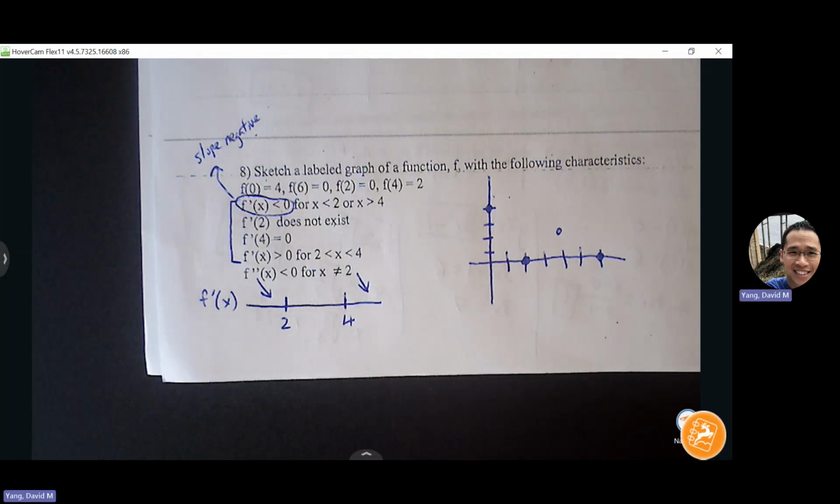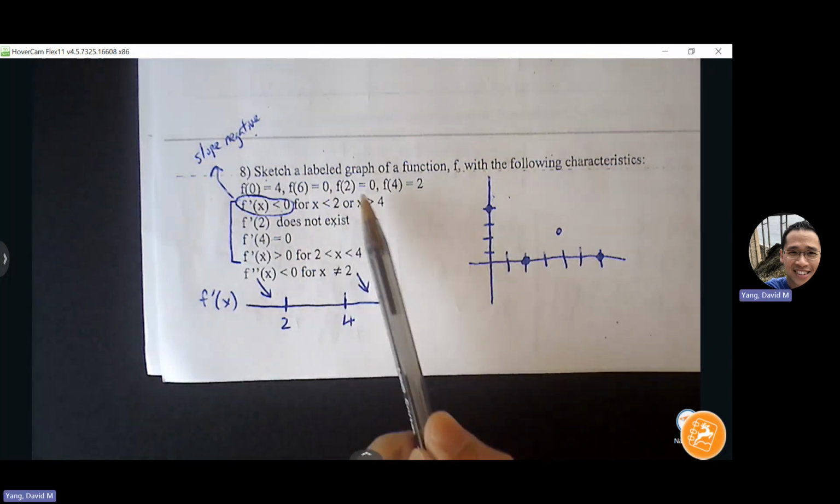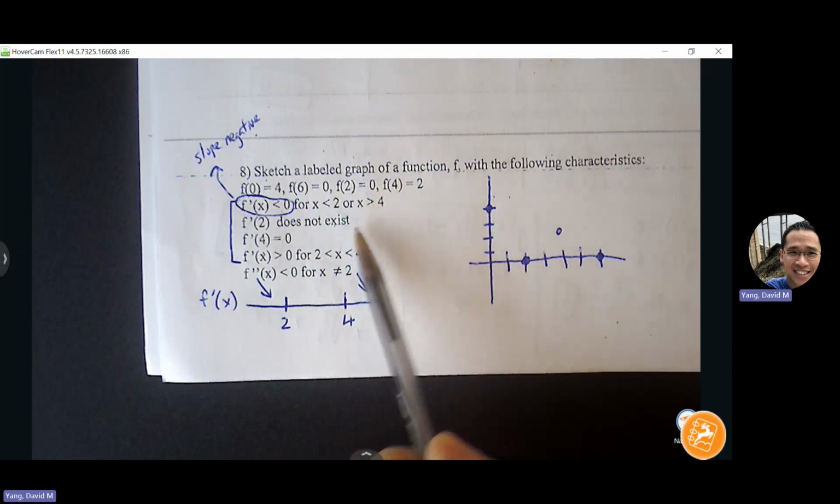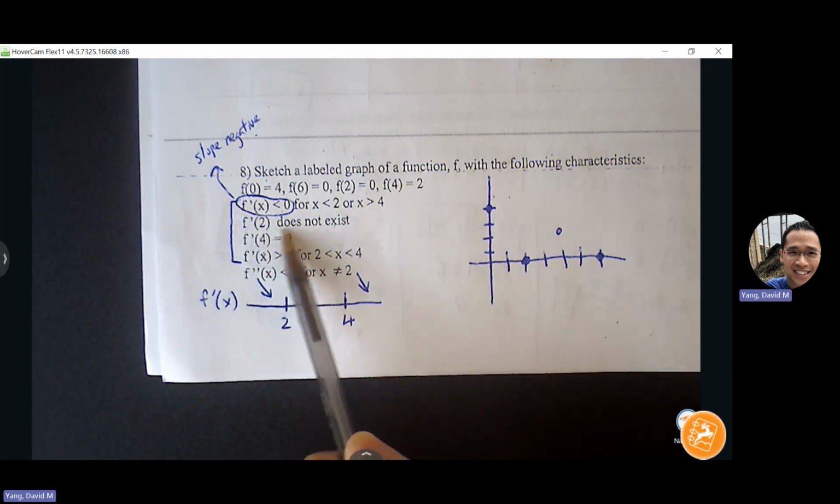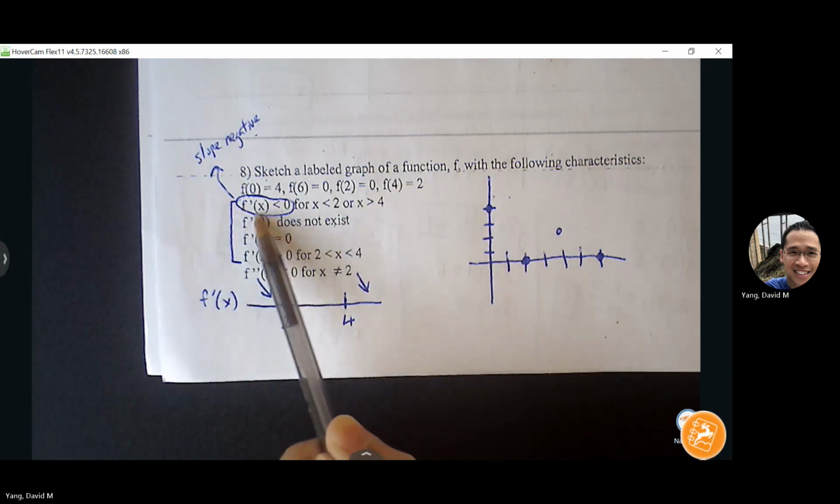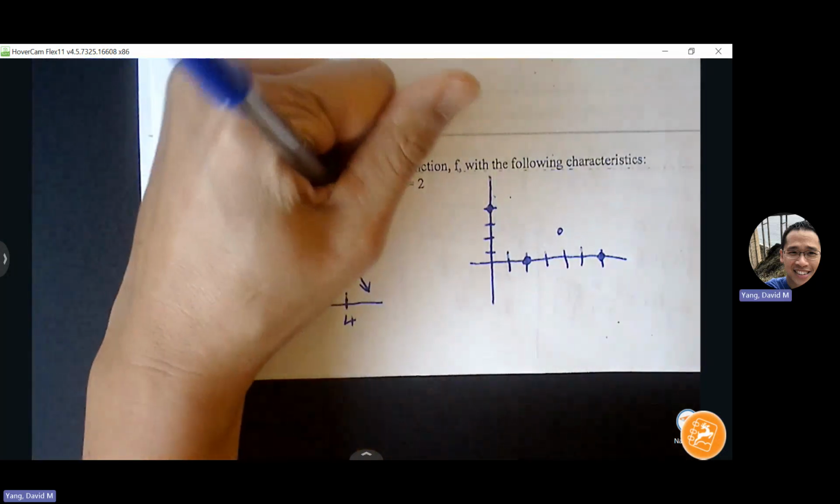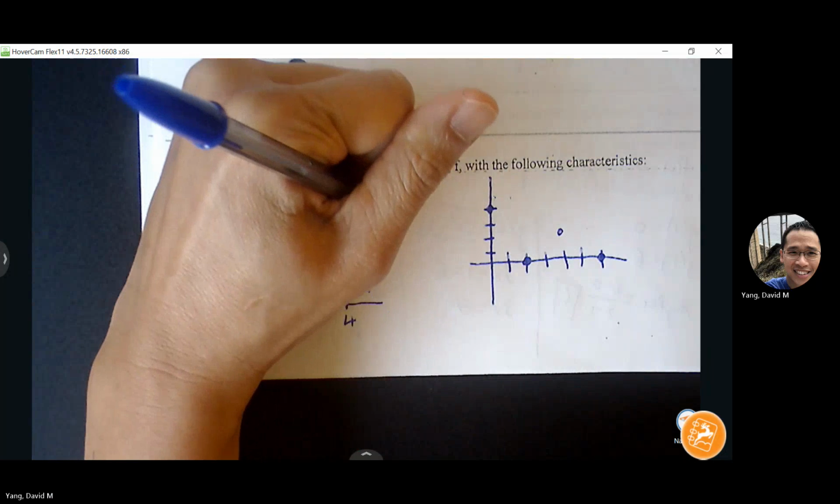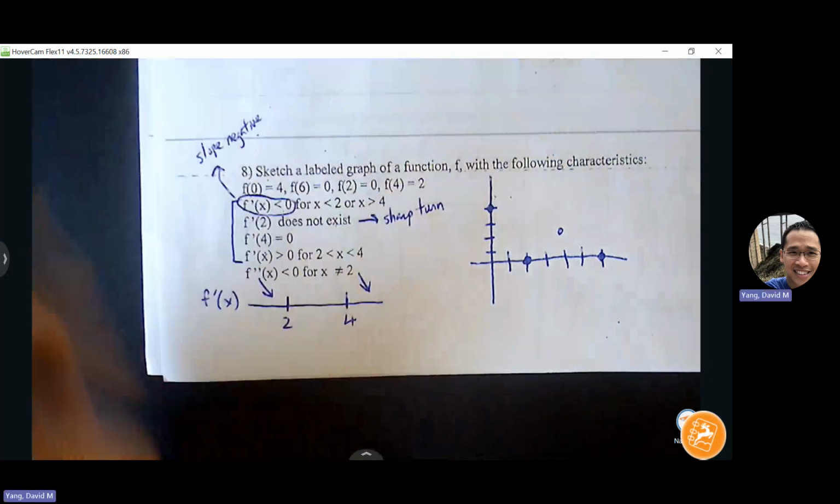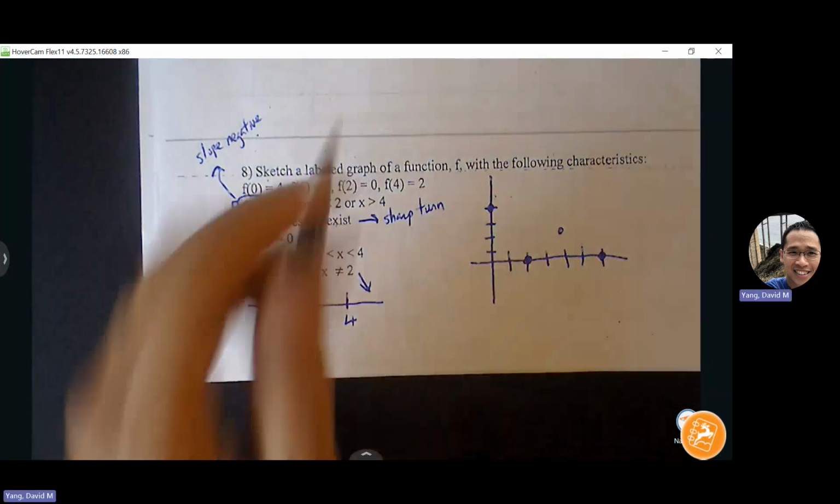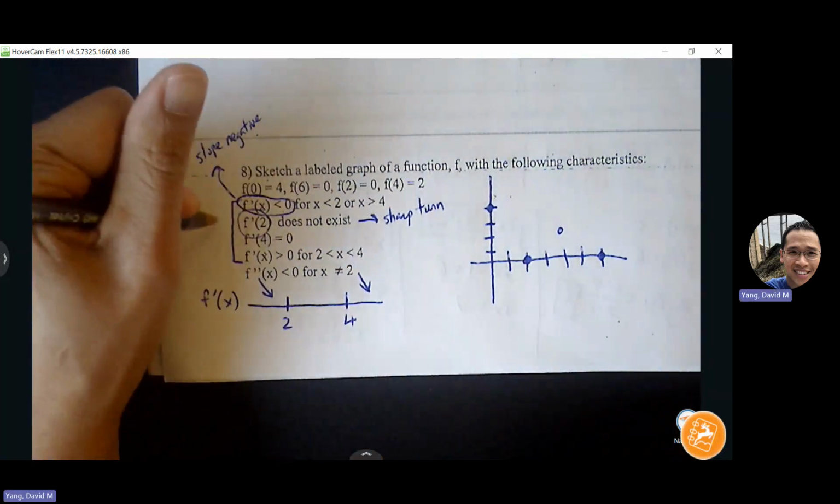Okay, next statement. F prime of 2 does not exist. What does that mean? Well, we can't really say it's an asymptote because the point does exist. You see that point (2, 0). In this case, the point does exist. But can you phrase it a different way? F prime of 2 doesn't exist. The slope at 2 does not exist. So what do you think that could be then? All right, it's a sharp turn. Okay. The slope at 2 does not exist.